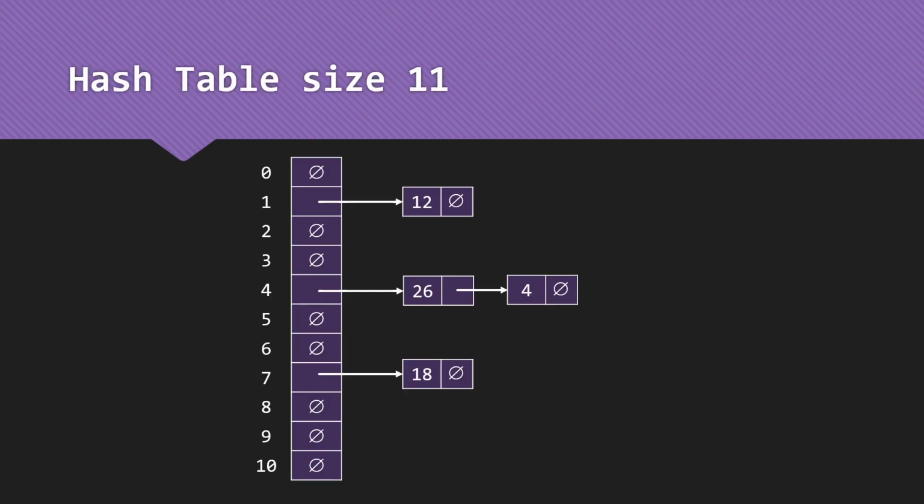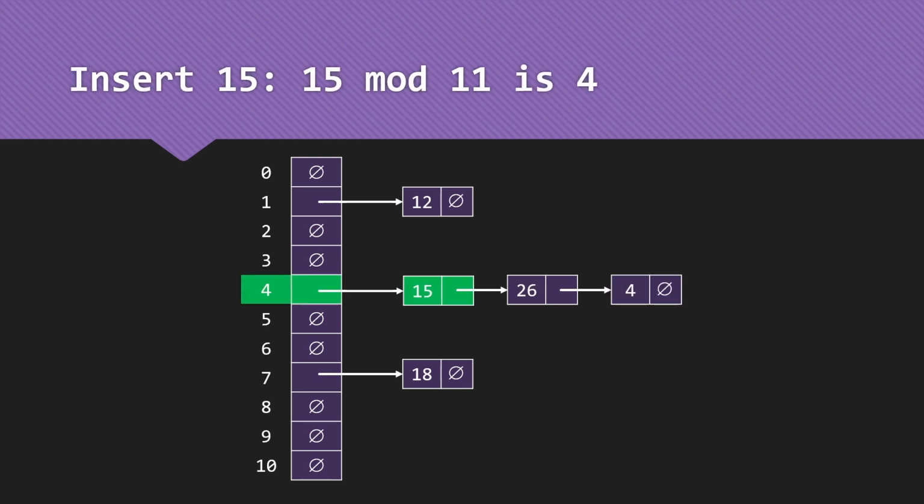I've got a hash table here of size 11 that has 4 items in it. We want to insert 15. 15 mod 11 is 4, so we're going to go to index 4 in our table and add that node to the front of the linked list.